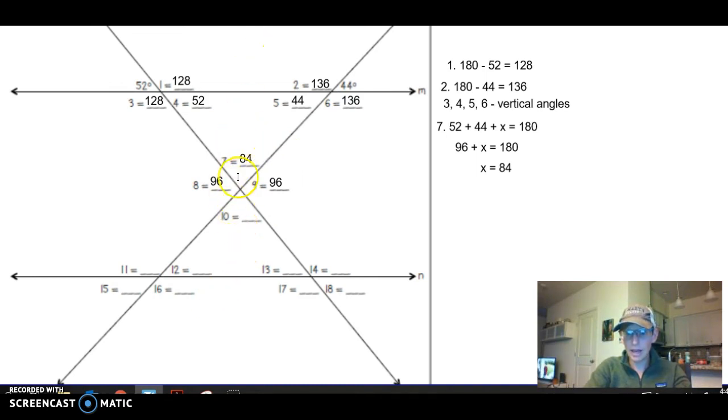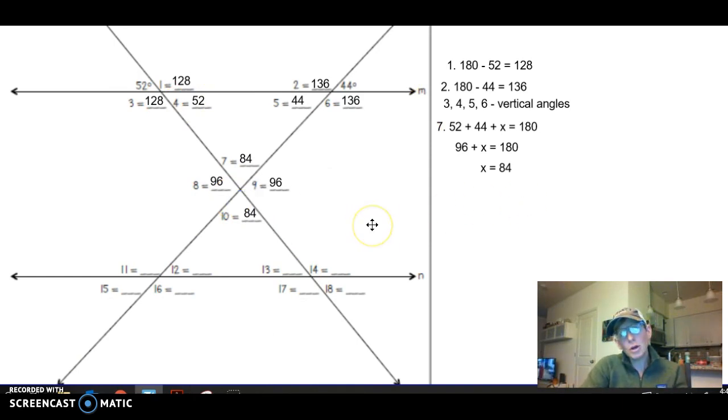Angle 7 is directly across from angle 10. It's vertical to angle 10. So vertical angles are congruent or equal each other. So I know that because angle 10 is across from angle 7, they both have to equal 84 degrees. So we'll just put that in for that. So now I've got 10. Let's go down here. Down here is going to be very similar to what we did up here.